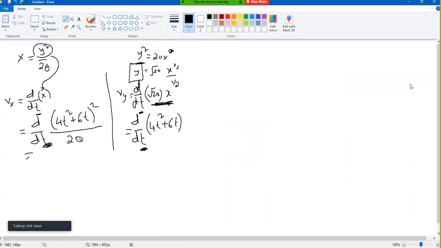So this portion is simple. I will not disturb the 4, bring the power back, and the t power will be 1. Same thing, keep the constant, bring the power down, the power is 1, and then 1 minus 1 is 0. So this portion is simply 1. So it is 80 t plus 6. So the y component is very easy.